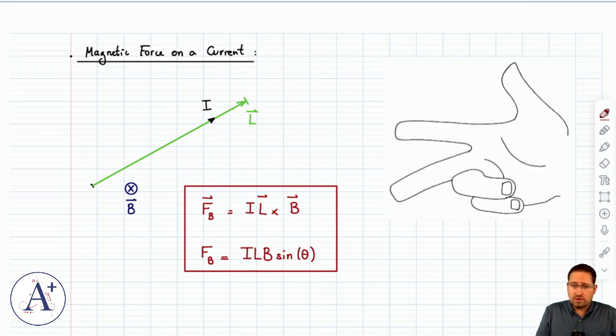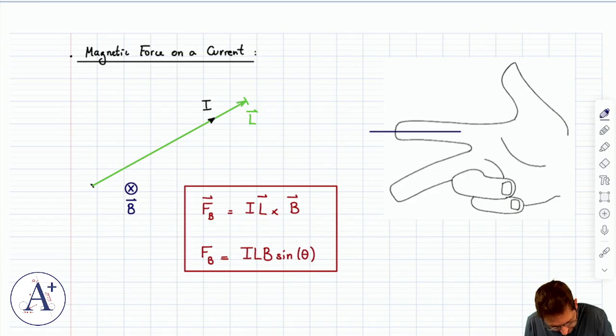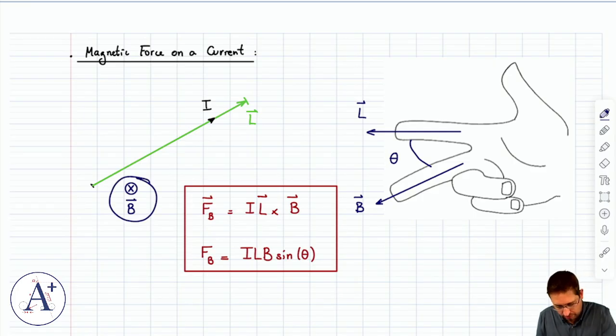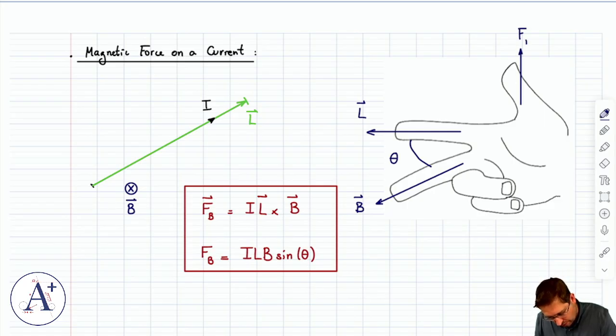And the way it works is the same for every cross product. The first vector of your cross product, which is L, goes along your forefinger. The second one goes along your middle finger, that's B. The angle between the two is theta, very often 90. In this case, it's 90 because B is into the page. And then your thumb will give you the direction of the force, which is the result of IL cross B. But the direction is the result of L cross B.